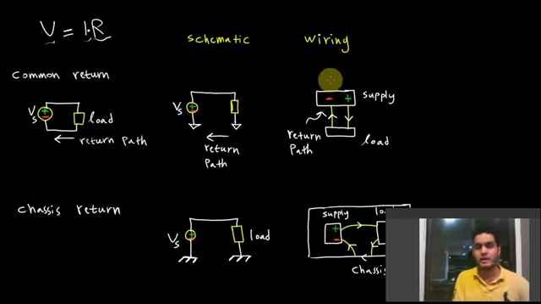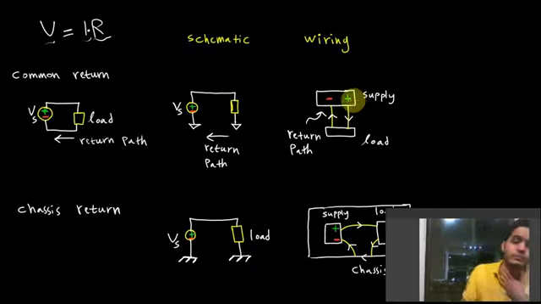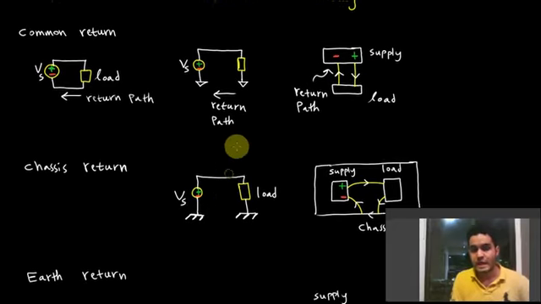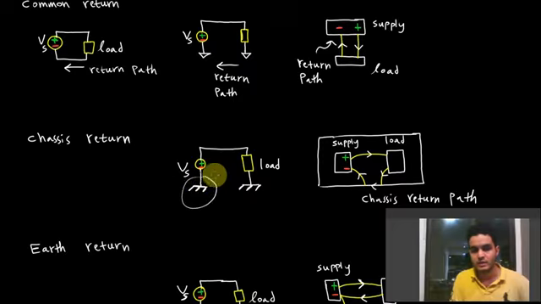In terms of how you would actually wire that up, you would have a supply with plus and minus terminals, and the load, and you would connect the wires there accordingly. There's no worry of ground or anything. It's just a supply, a floating supply, a floating voltage there. Now, if you have a chassis return path, you would have this symbol here for a chassis.